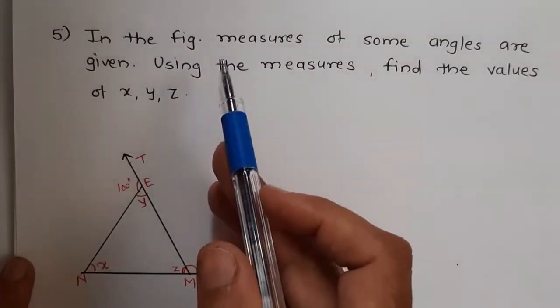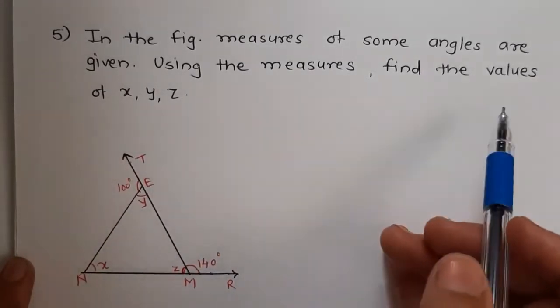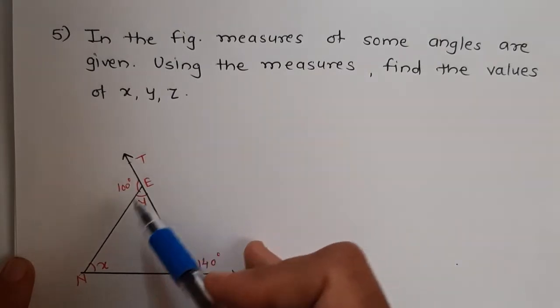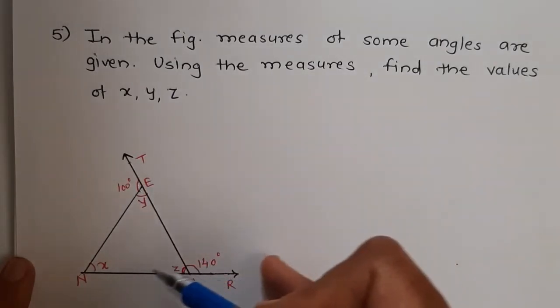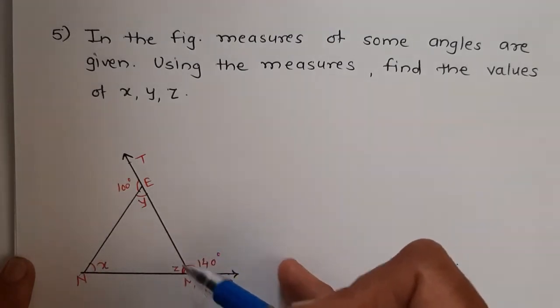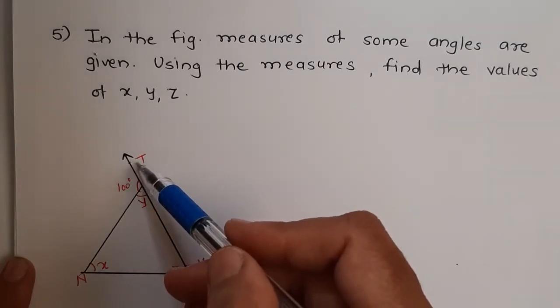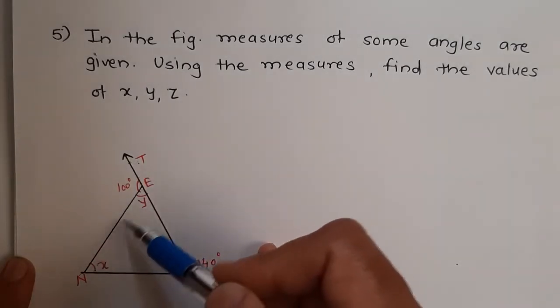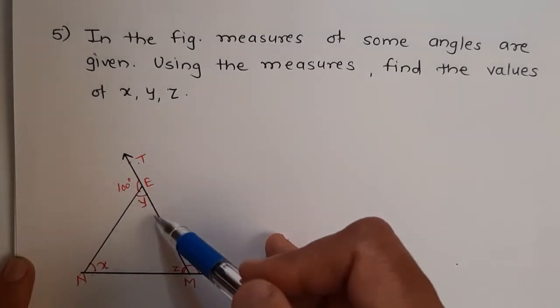Fifth example. In the figure, measures of some angles are given. Using the measures, find the values of x, y, z. Now look at the diagram. Here measures of some angles are given, and with the help of that we have to find the values of x, y and z. When you look at the diagram, you will see angle TEN and angle NEM. These two angles are in a linear pair.